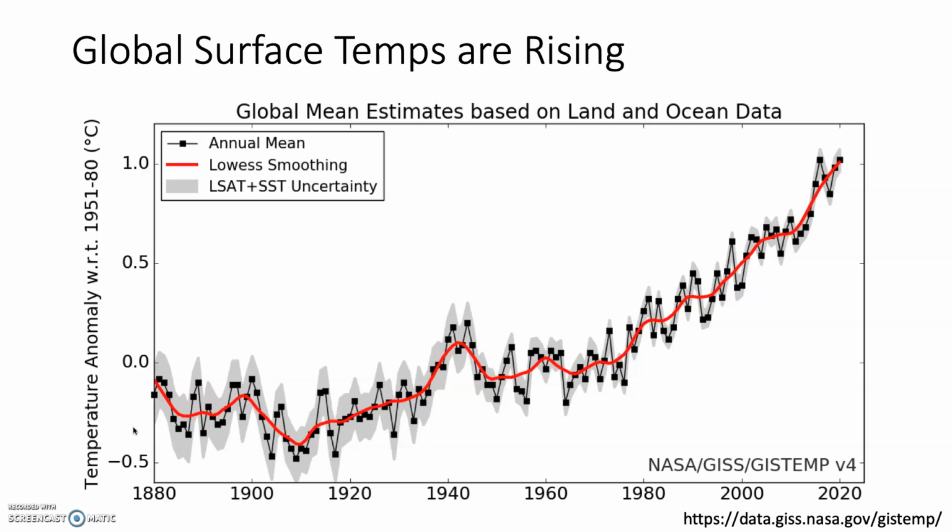But we have to start at the basics. We've got to start looking at some data. Here, we're looking at a graph of global mean estimates of land and ocean data, so land temperatures as well as ocean temperatures, from 1880 up to present, and I got this data from the NASA website. So we're looking here at our annual mean, so you can see how it does fluctuate quite a bit, but we did some smoothing on it, and this red line here shows the baseline.